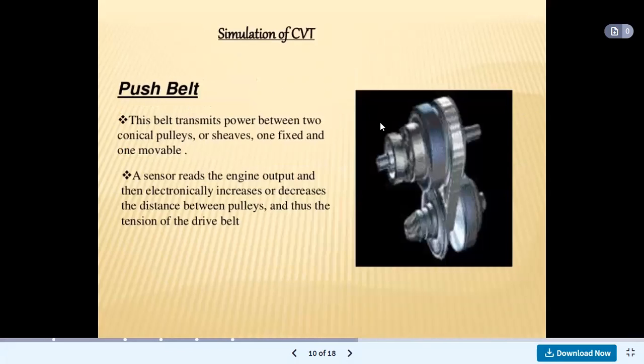Simulation of CVT. Actually, the simulation is not available currently, but the push belt transmits the power between two conical pulleys or sheaves, one fixed and one movable. A sensor reads the engine output and then electronically increases or decreases the distance between the pulleys, and thus the tension of the drive belt.